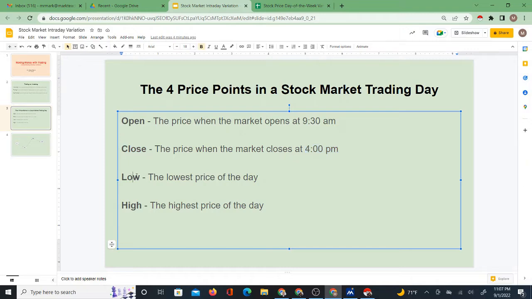Now the low is the lowest price of the day, and then the high is the highest price of the day. So the low and the high, they do not have a particular time. They can happen at any point in the day between 9:30 a.m. and 4 o'clock p.m. We don't know when they're going to happen. They can just happen anytime, right?